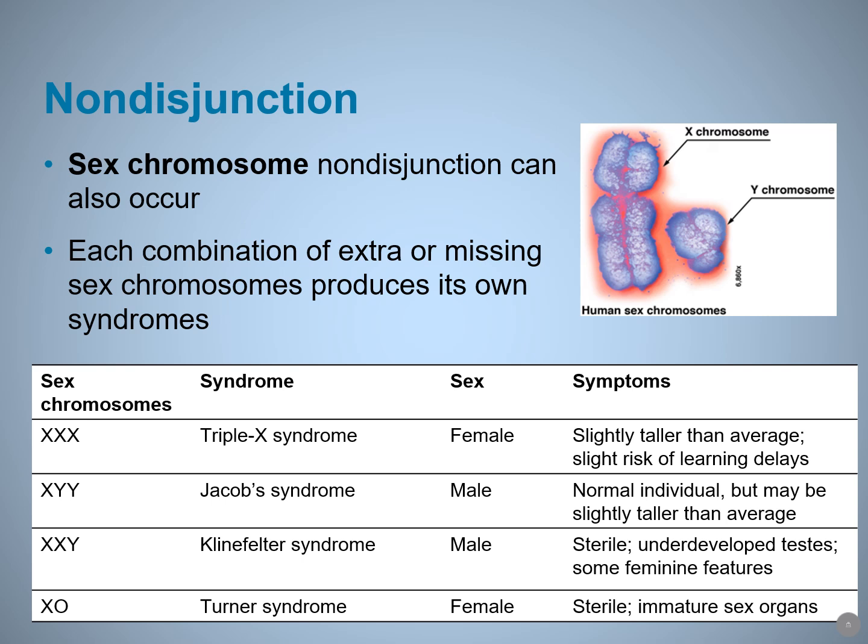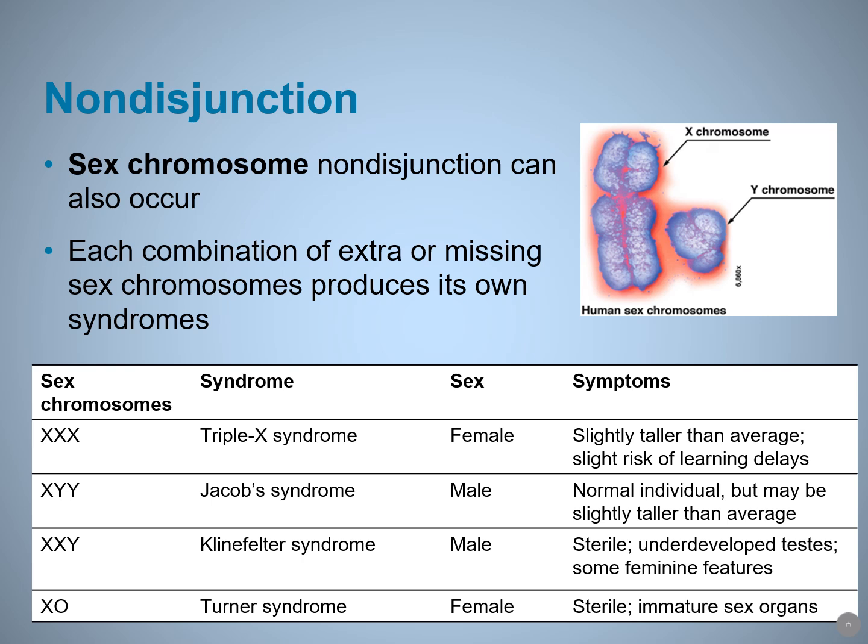So down here you can see there are some examples where somebody has 3 X's. This is called triple X syndrome. This would be a female because all of them are X's. There's XYY, which is called Jacob syndrome. This is only going to be found in males. There's XXY, which is Klinefelter syndrome, again, only found in males. And then XO, which means that only one X chromosome appears. This is called Turner syndrome, and this means that those individuals are going to be sterile.